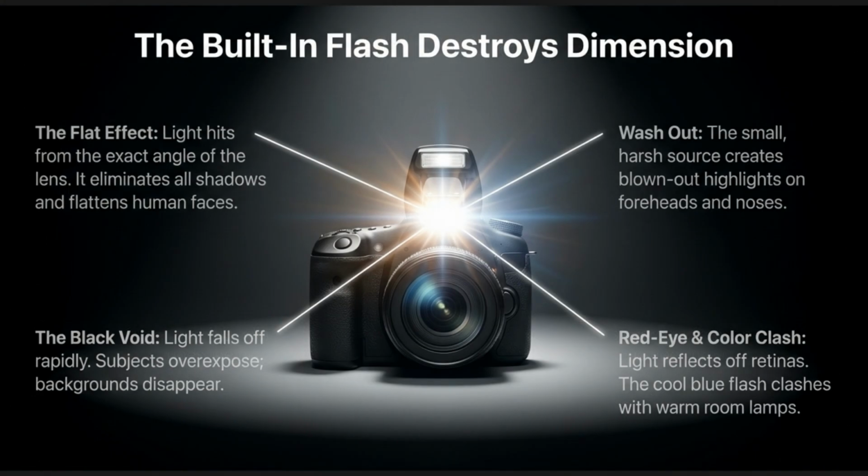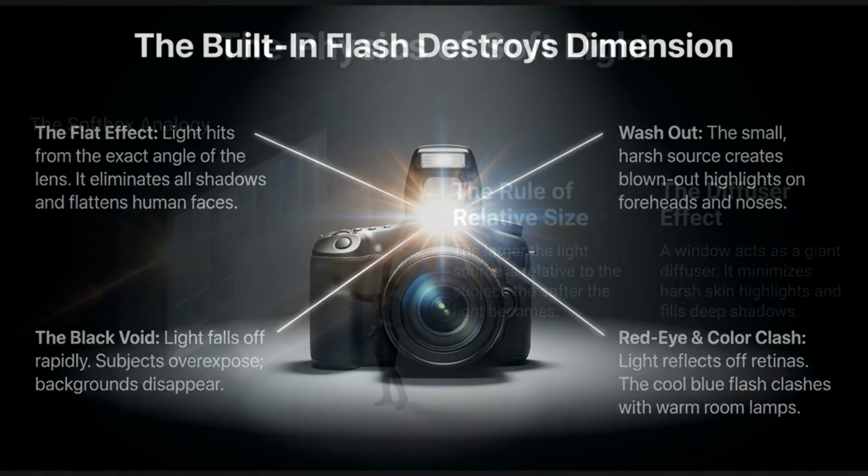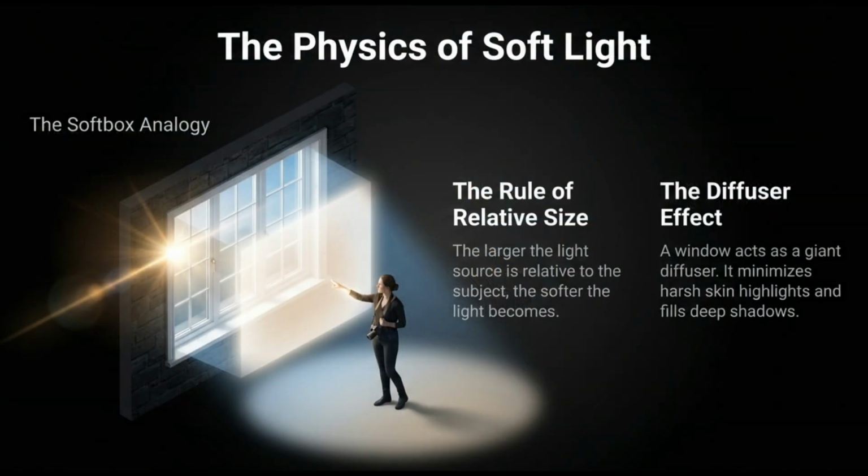The built-in flash destroys dimension. It creates a flat effect, washes out highlights, and can result in red eye and color clashes. This small, harsh light source is rarely the best choice for quality indoor shots. Let's explore the physics of soft light.